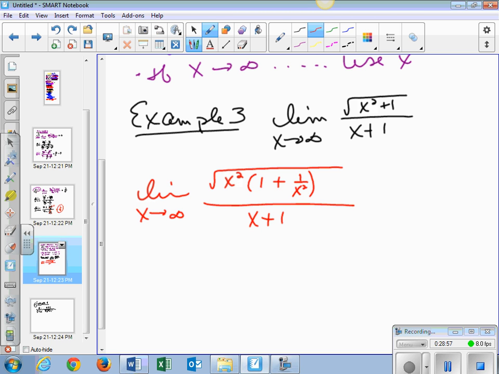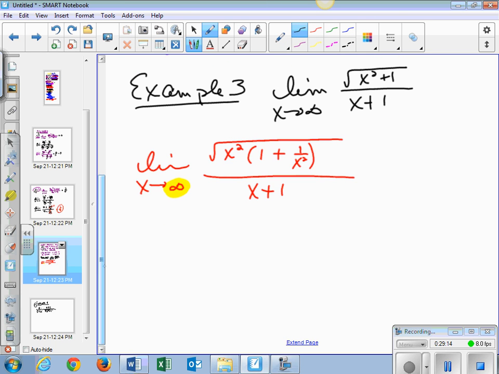Here's where we have to use that little idea that the square root of x squared is equal to the absolute value of x. This is the key on this one. You might want to highlight this. Since I'm going to infinity, when I take the square root of x squared, I'm going to get just a regular x. And then I still have my 1 plus 1 over x squared.